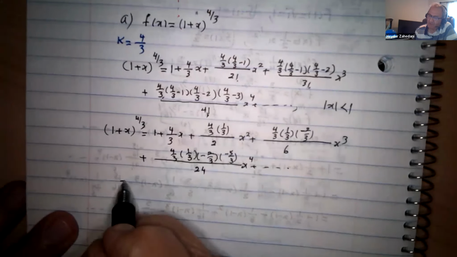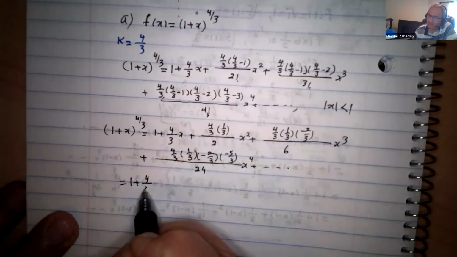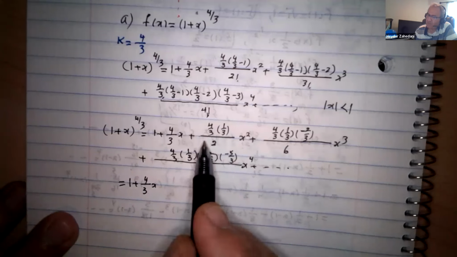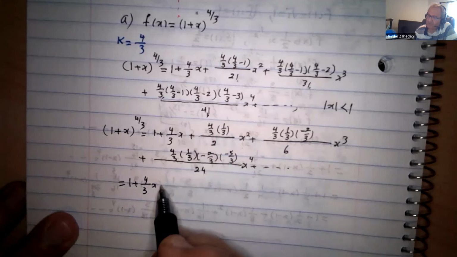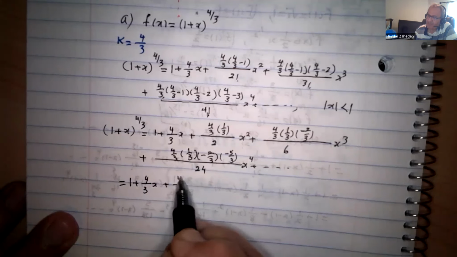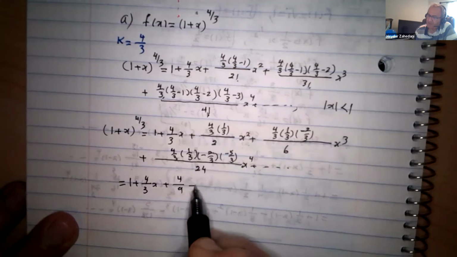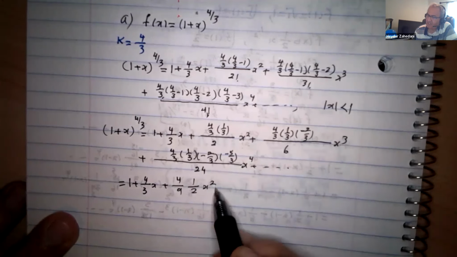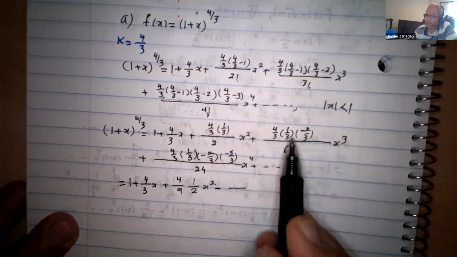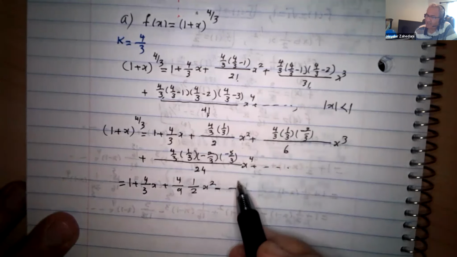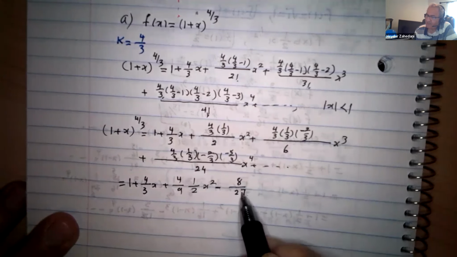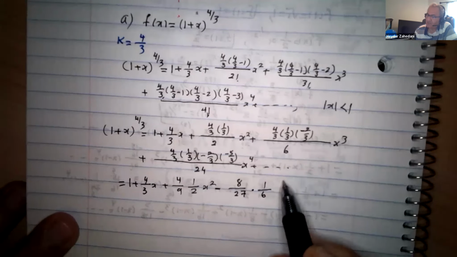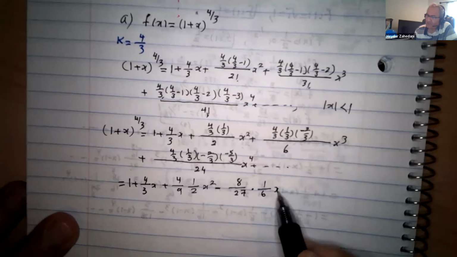So going on, it's going to be 1 plus 4/3 x. On the top, you simplify that, it gives you 4/9. So it's going to be plus 4/9 multiplied by the reciprocal of the 2, which is 1/2, of the x squared. The next one is going to be negative. The top would be 4 times 2, 8. 8 over 27 times the reciprocal of the 6, which is 1/6, because it's a division, x to the 3rd.